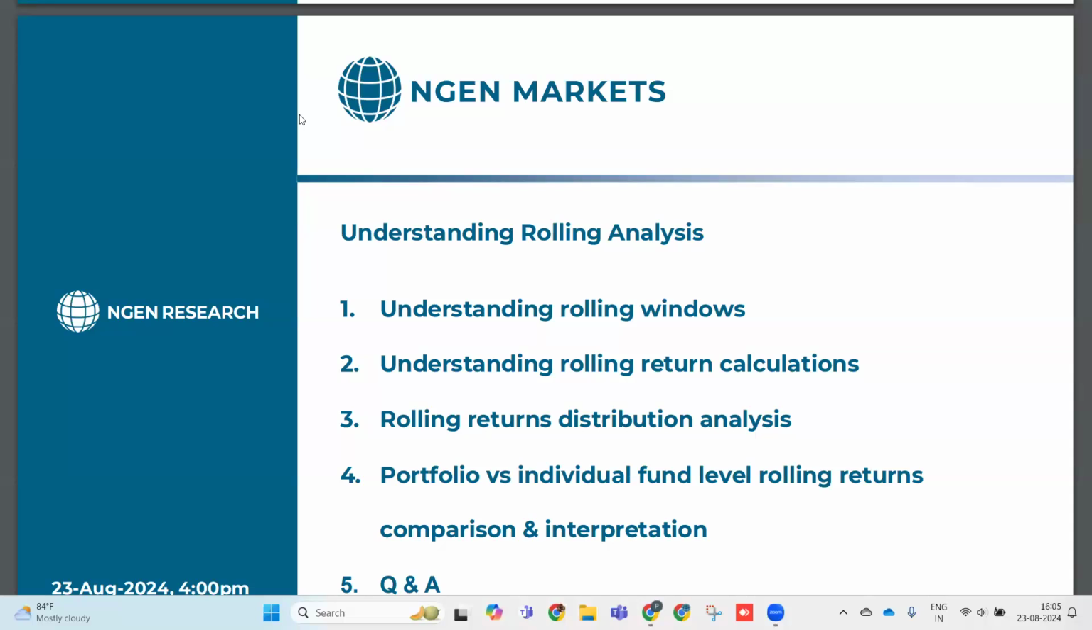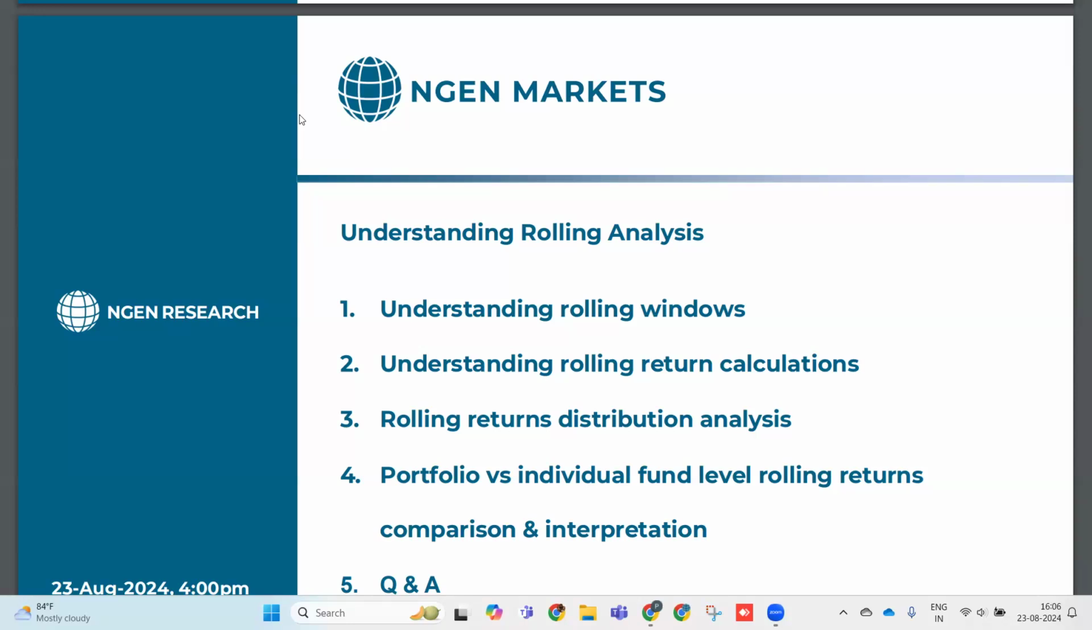a particular fund. Then we will proceed further and understand the rolling returns distribution analysis, which tells about the probability that a fund or a list of funds could generate returns in the client's target return range, and how you can arrive at that either on a fund level or on a list of funds, or alternatively on a portfolio level. So that is rolling returns distribution analysis.